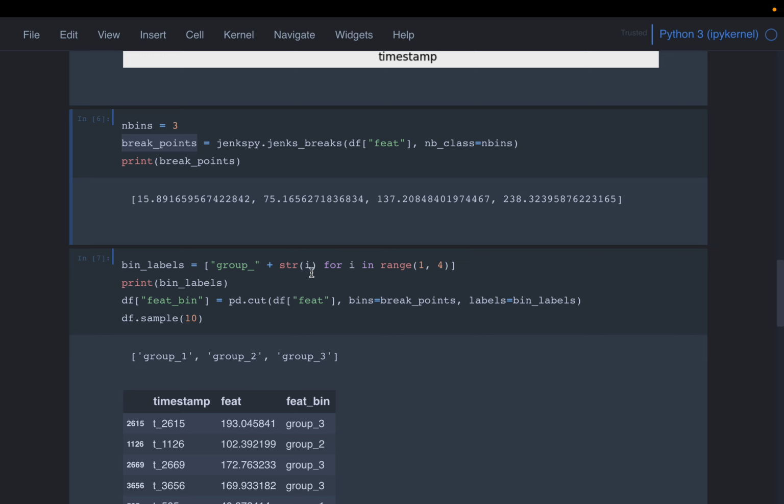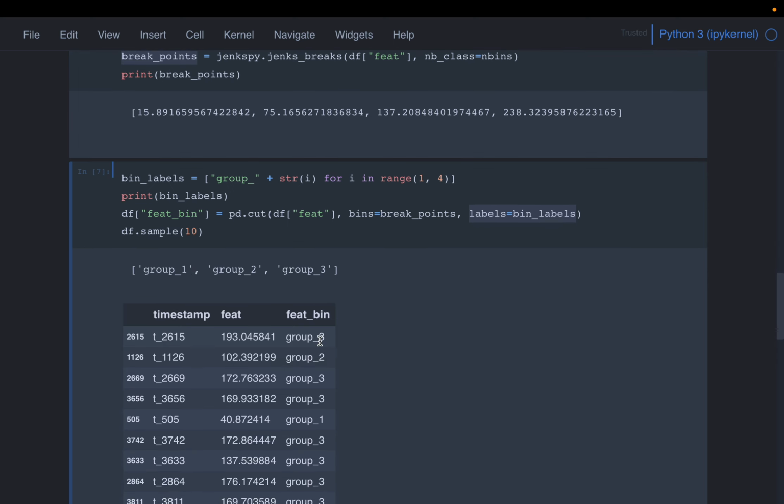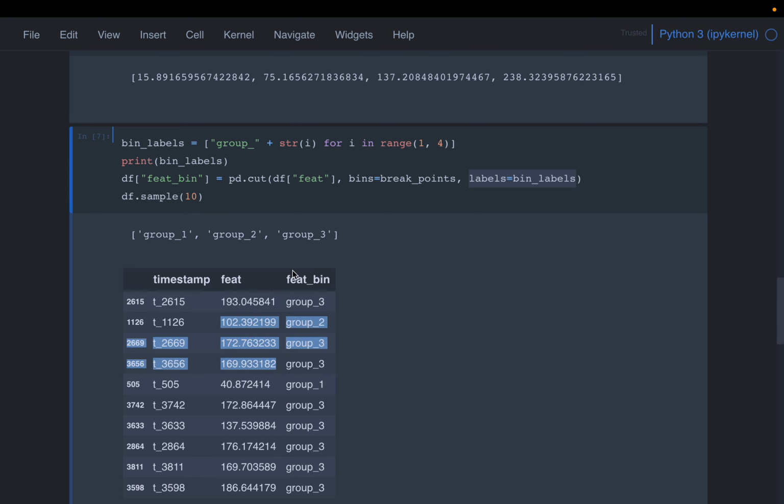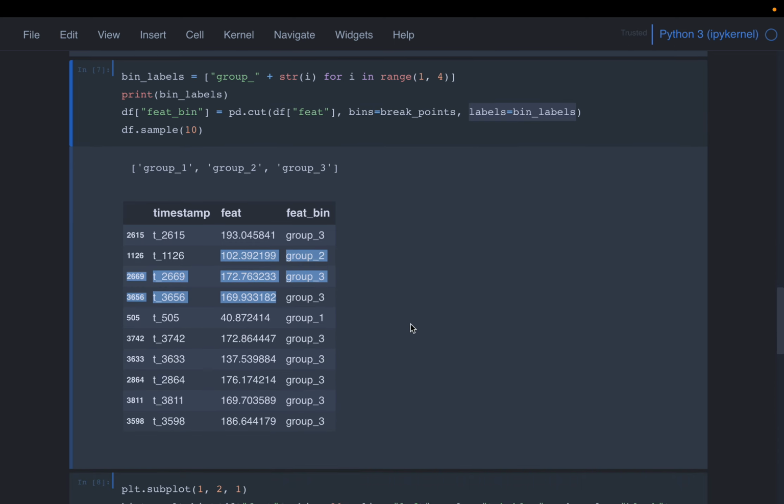Then we are going to use these boundaries to assign a label to each data point using the pandas cut function. To the pandas cut function, we are supplying the raw data and these breakpoints, and the labels we want to give. So we are going to give the labels as group 1, 2, and 3. So this raw data, first we have divided into different groups using the breakpoints from the Jenks-Pi algorithm, and then we assign the labels.